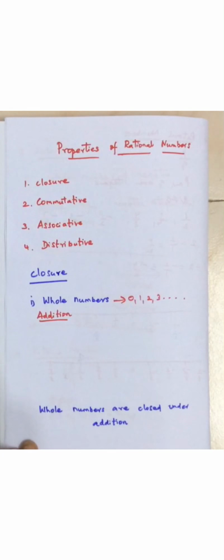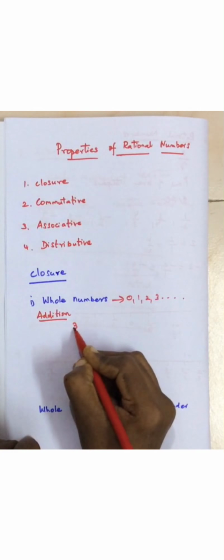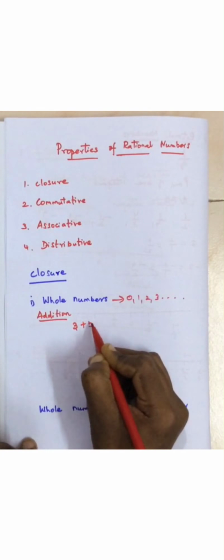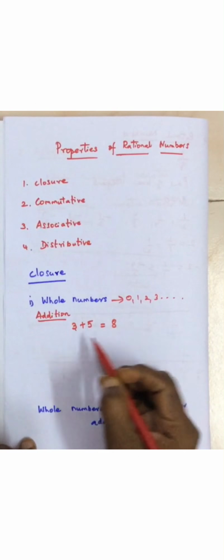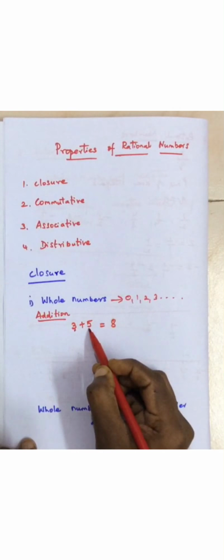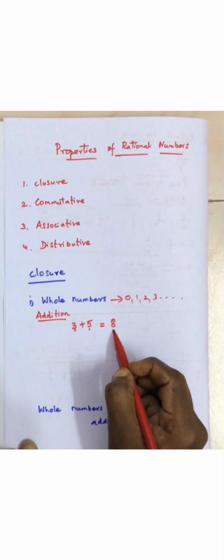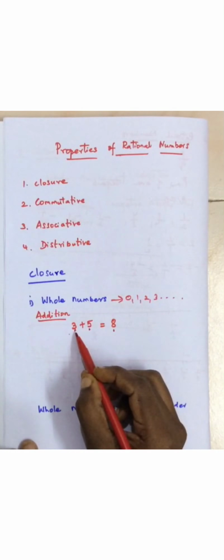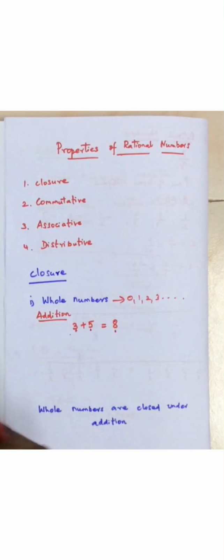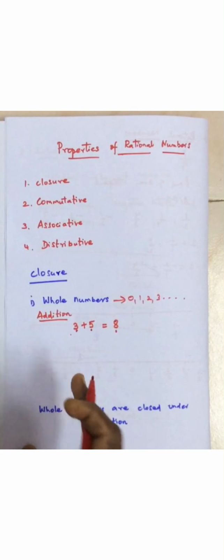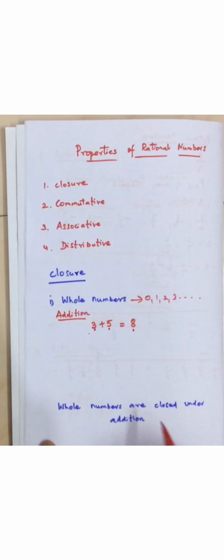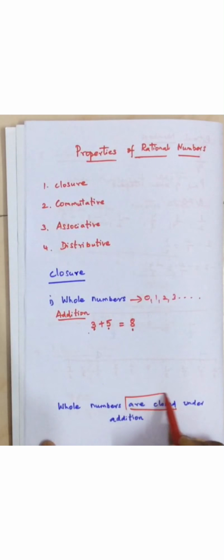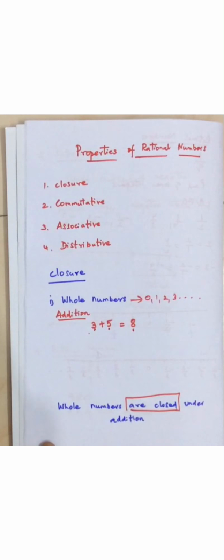For example, if you take any whole number, 3 is a whole number. I am adding 3 with some other whole number, say 5. So I am adding 3 plus 5, which gives 8. Here 3 is a whole number, 5 is a whole number, 8 is a whole number. So when you add any, not only two numbers, when you add any series of whole numbers, if the answer is also a whole number, then you can say that whole numbers are closed under addition. You can try for some more examples.